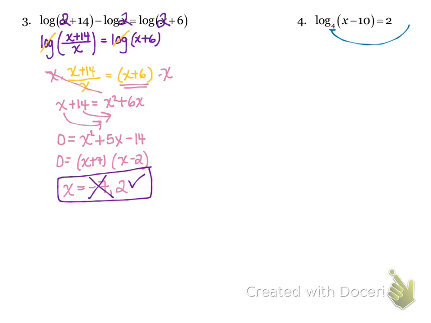So we do 4 to the 2 equals x minus 10. 4 to the 2 is 16. And if I add 10 to the other side, x gives you 26. And if we check this answer, and I plug in 26 right here, 26 minus 10 is not a negative, and it's not 0. So this is our solution.